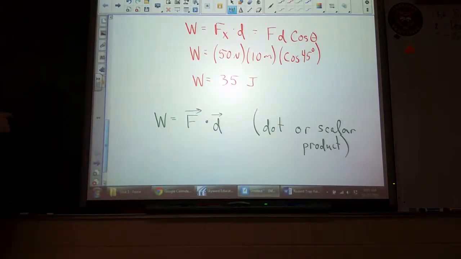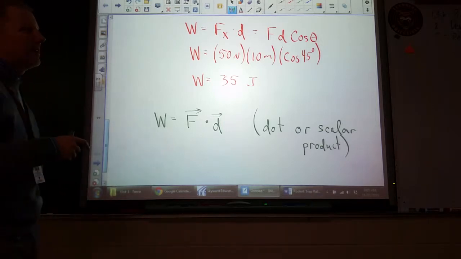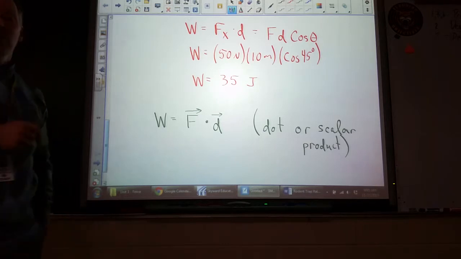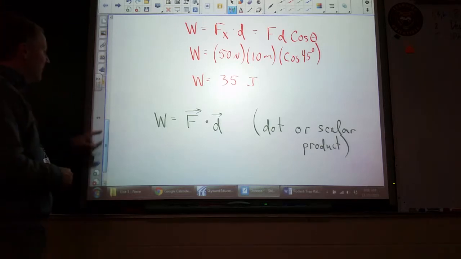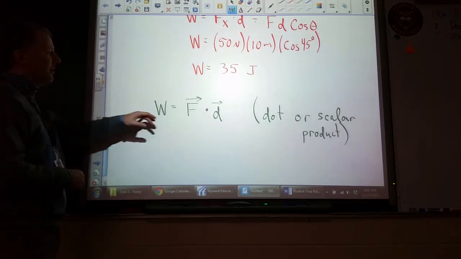And what results is a scalar. There is also a vector product, which is called a cross product, and I don't think we're covering that at all this entire year. But it's another way to multiply two vectors that are perpendicular.